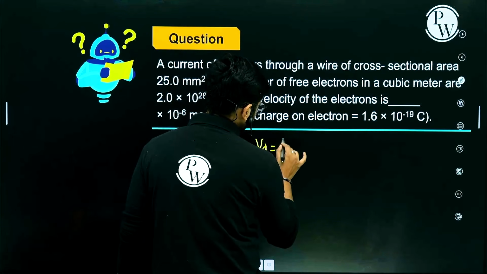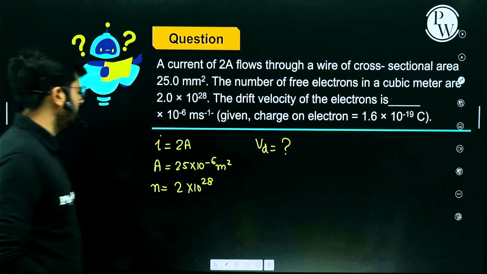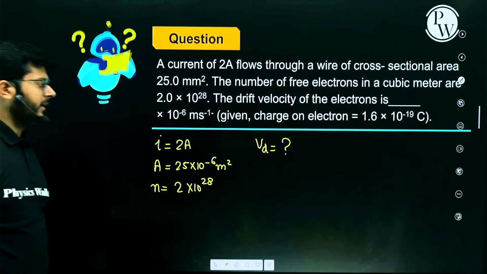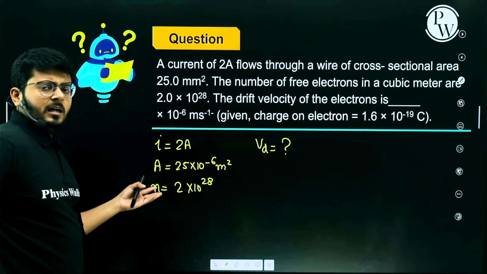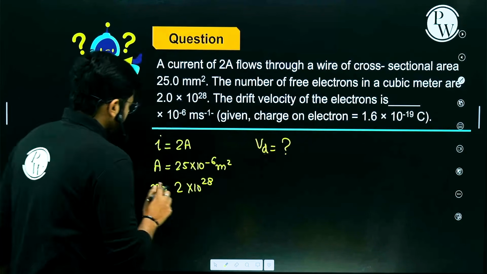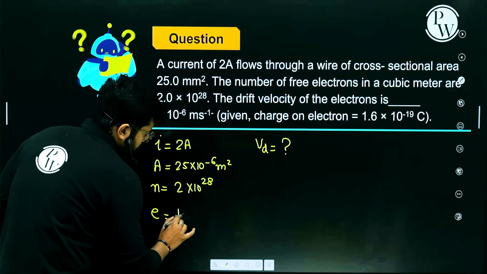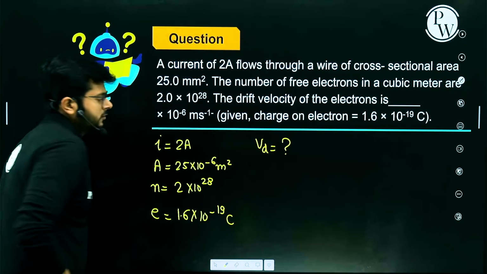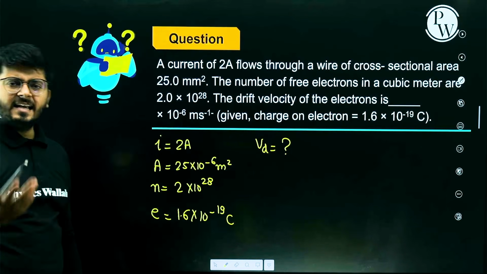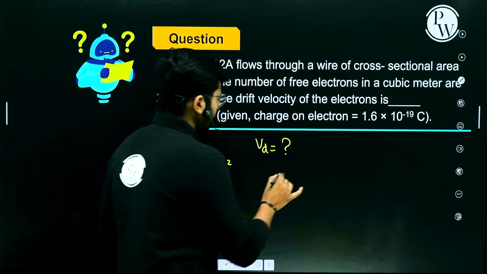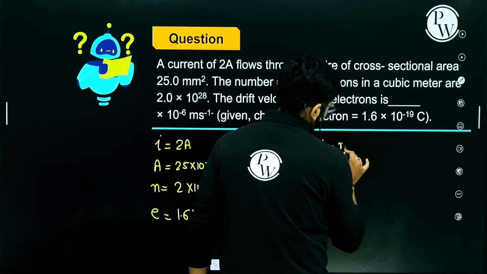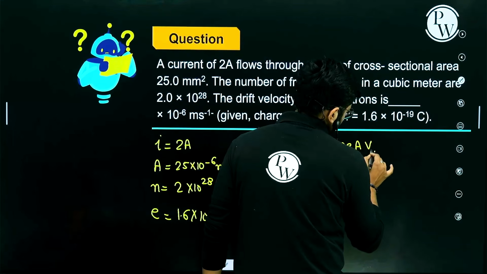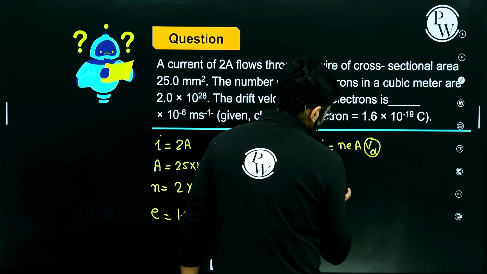What will be the drift velocity of the electron? Now think about it. The value of charge is also given, so e equals 1.6 × 10^-19 coulomb. You have to find out the drift velocity. I is NEAVd, so Vd you have to find out.